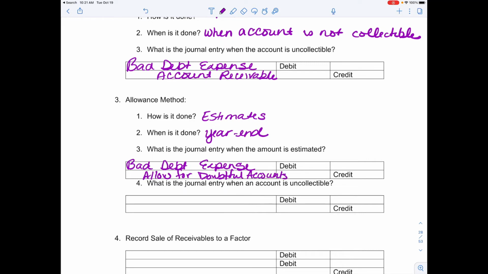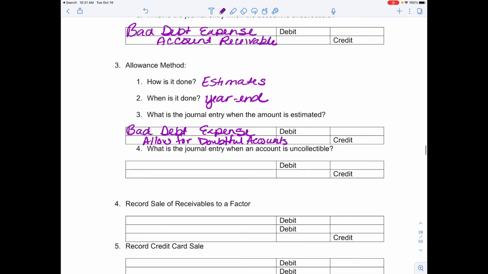Remember, that's that contra account to the account receivable. So then when you finally realize this account receivable is not going to get paid, then we already have this account set up and ready for that. So we'll debit that allowance for doubtful accounts. And we'll credit that account receivable, getting rid of it.